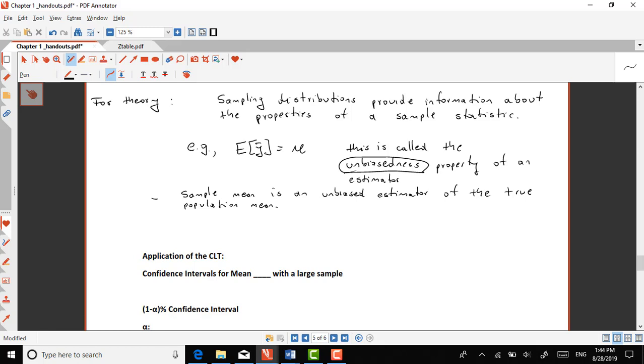So another way to say it is that the average of the averages, and actually it's of a very large number of averages since it's the expected value, is equal to the true population mean.